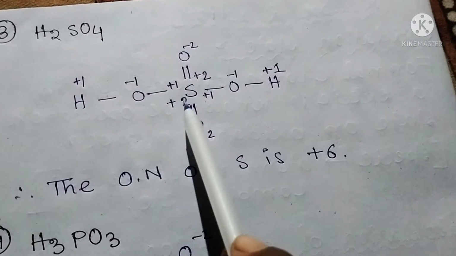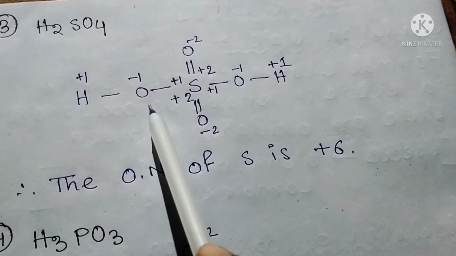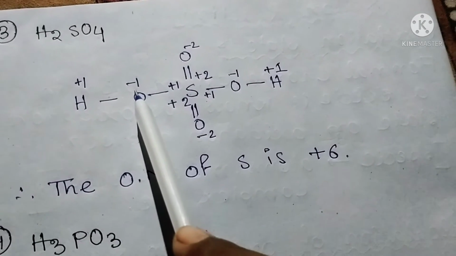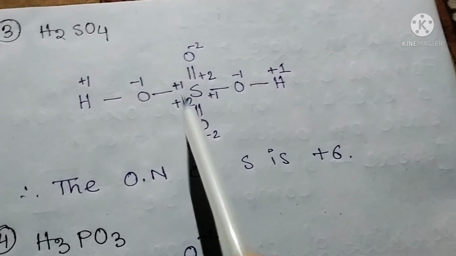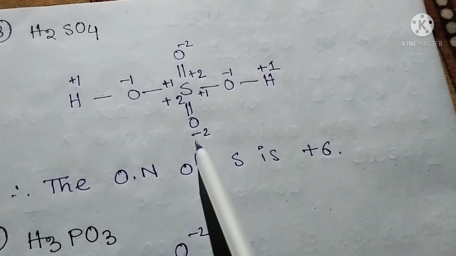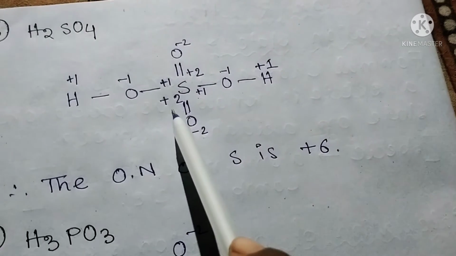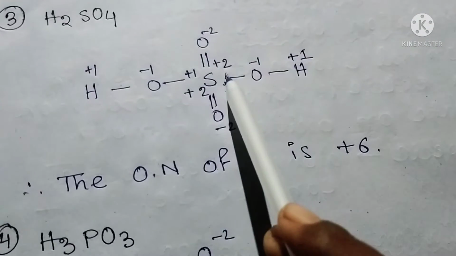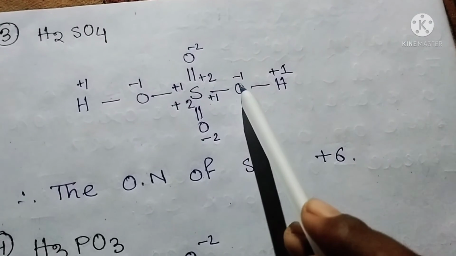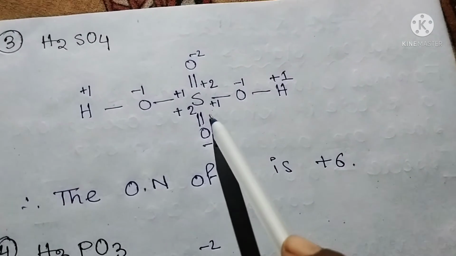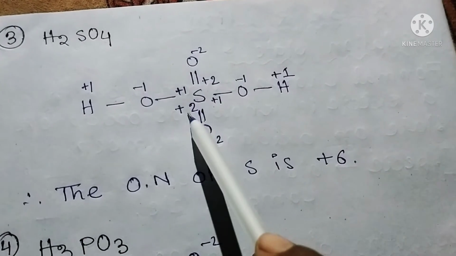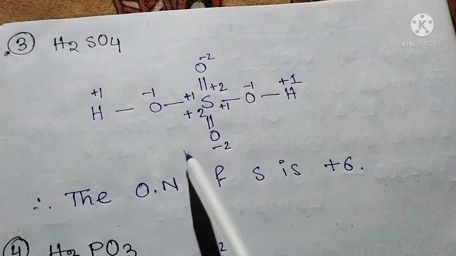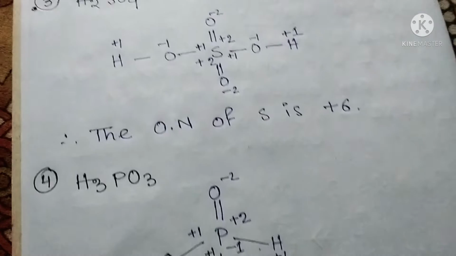Now between these two, oxygen and sulfur, oxygen is more electronegative than sulfur, so we get here a -1 charge and here we get a -1 charge, so here we get a +1 charge. Now this is double bond O, so we get here -2 charge and as a result we get here +2 charge. Similarly here -2, +2. Here single bond, so here we get -1 and as a result we get here +1. So +2 +2 +1 +1 equal to +6. So the oxidation number of sulfur is +6 in H2SO4.